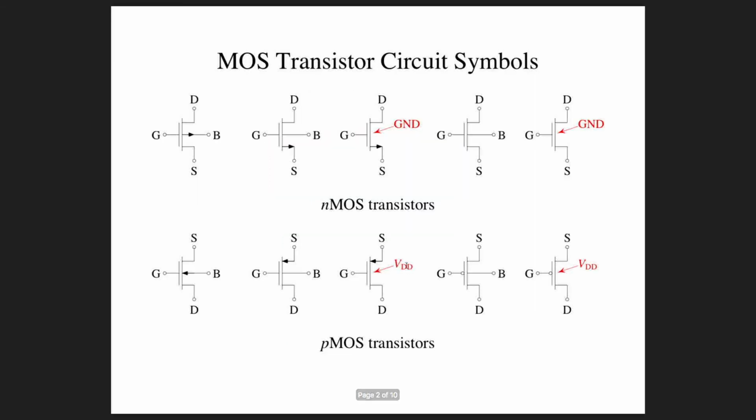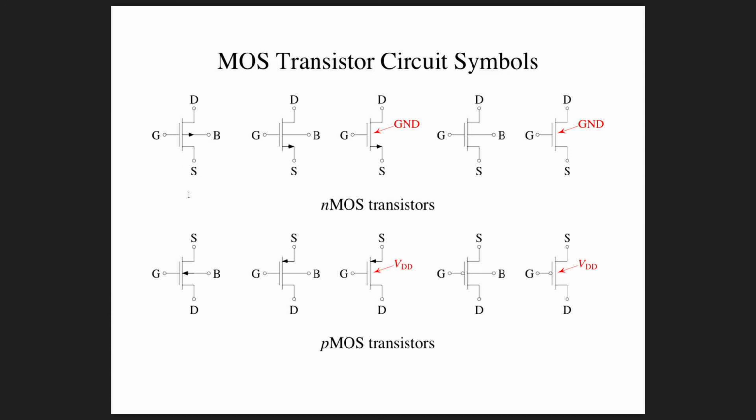In terms of circuit symbols, these are the types of symbols that people typically use in schematic representations of complementary MOS, CMOS circuits. On the top row, we have symbols that are commonly used for NMOS transistors. And down in the bottom row here, we have symbols that are commonly used for PMOS transistors.